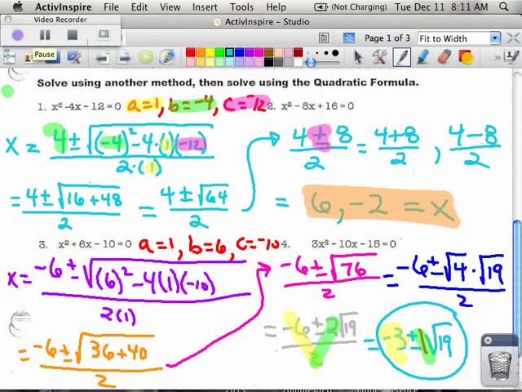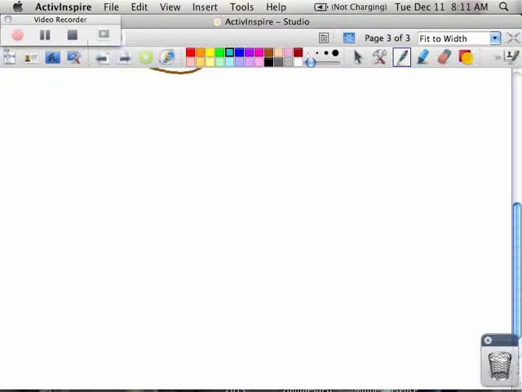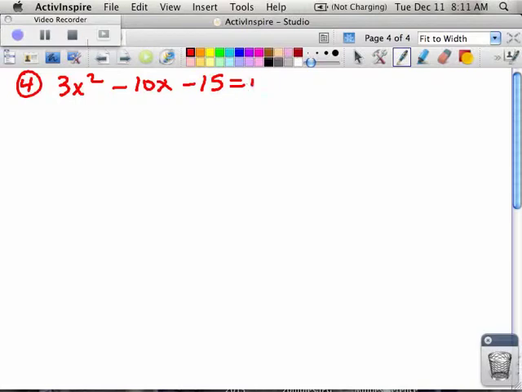So for number 4, again, I ran out of room, so I'll go to another slide. I'll just go to a whole new one. All right, in number 4, this time we have something besides the 1 for our a. We have 3x squared minus 10x minus 15 equals 0. Which means that my a this time is a 3, not a 1. My b is a negative 10, and my c is negative 15.